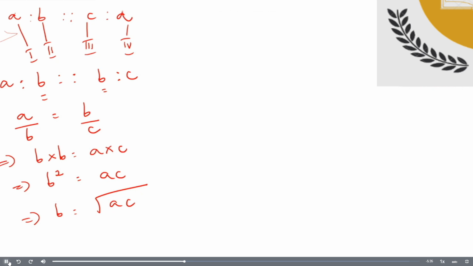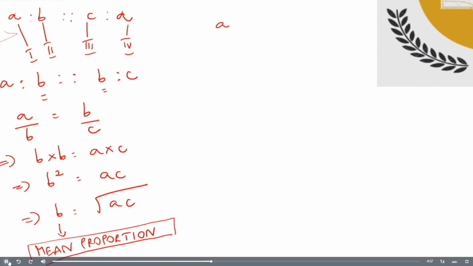So here this particular number, this value B, we call it the mean proportion. Mean proportion. Let's go to the next point here. From this, we will go to the next point.